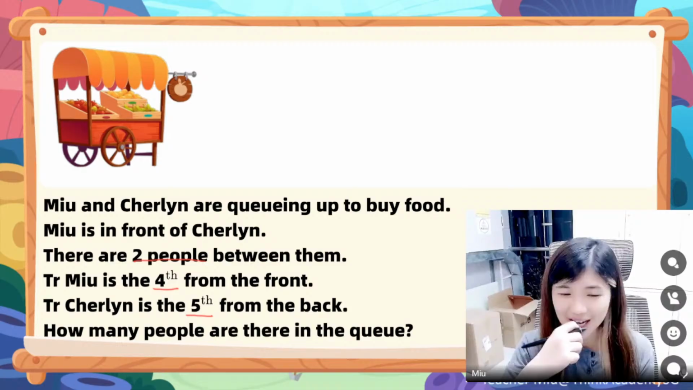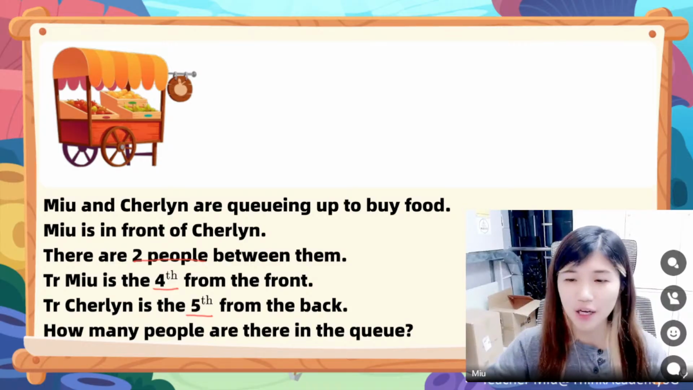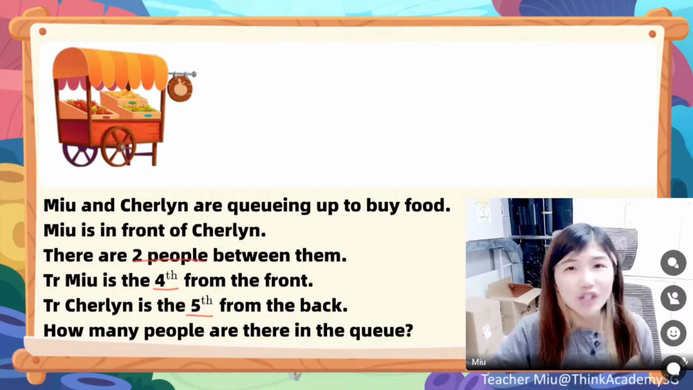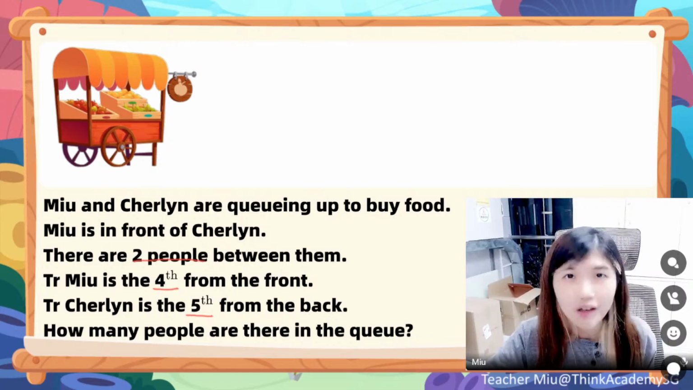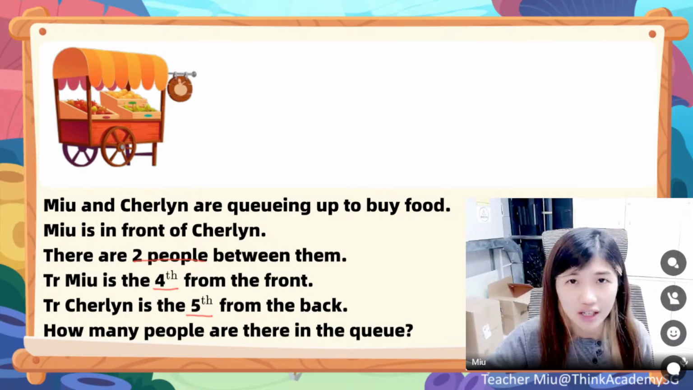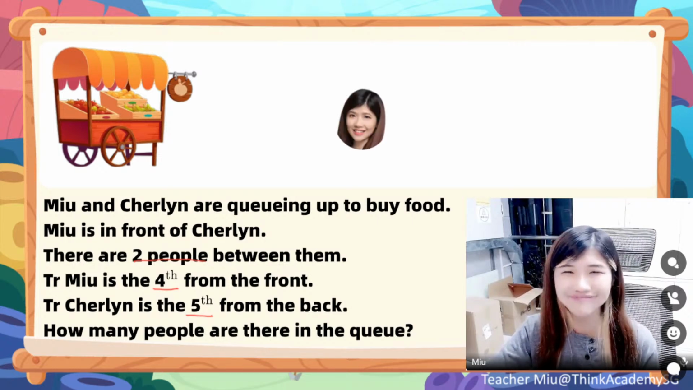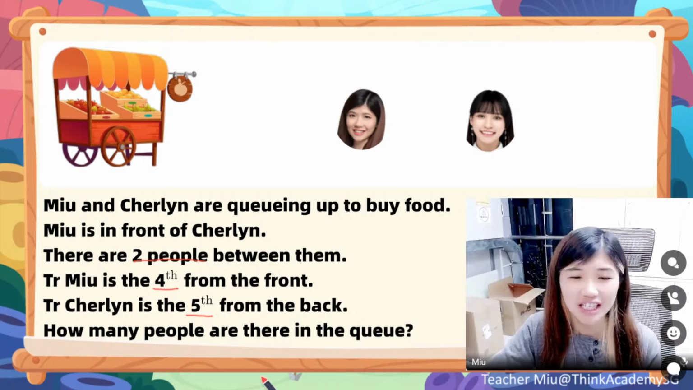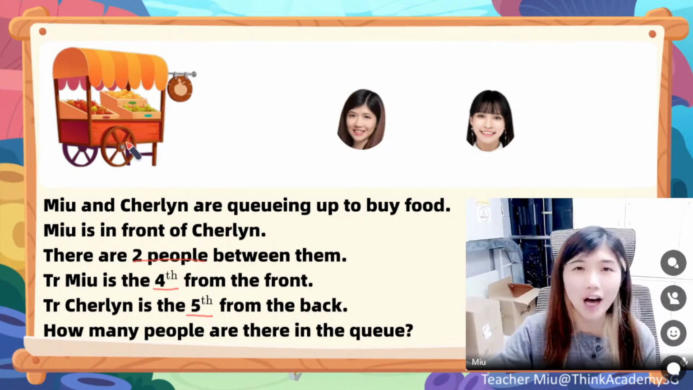All right. So actually, this is a very typical queuing problem question. If we are doing a queuing problem question, we just use the drawing method. So what is the drawing method? First thing first, you draw the main characters. So this story is about teacher Miu and teacher Charlene. So you just draw a very beautiful Miu. And since Miu is in front of Charlene, we will draw Charlene here. Right? We are queuing up along here. So we draw Miu and draw Charlene.